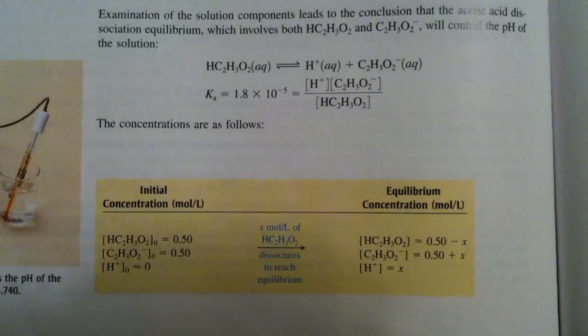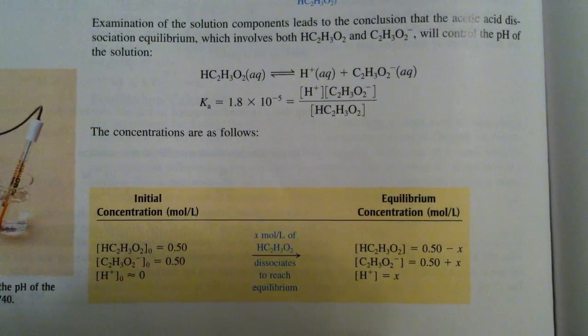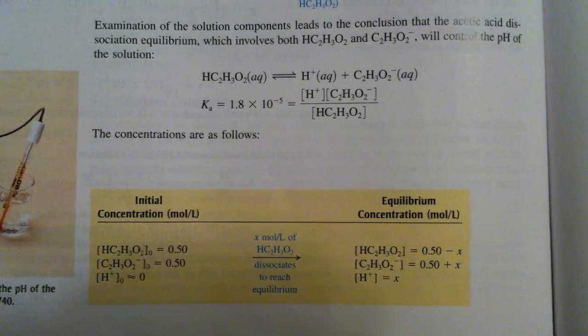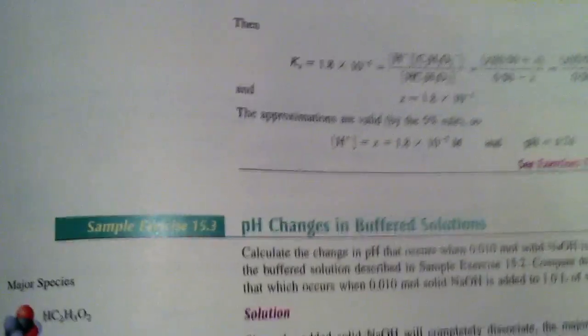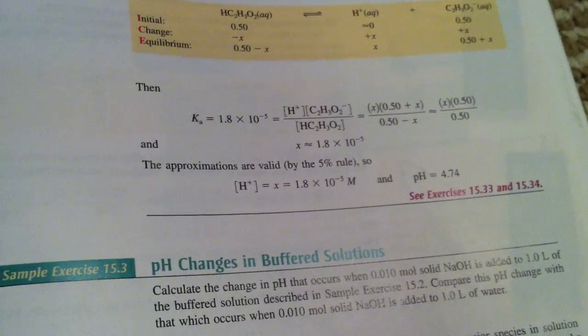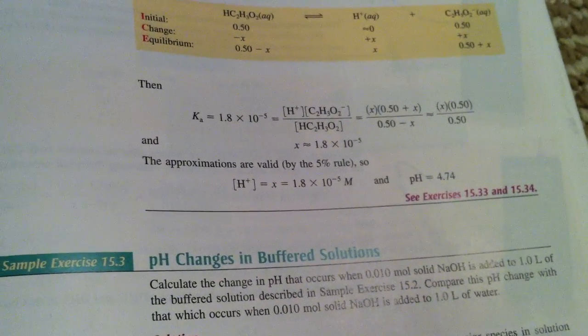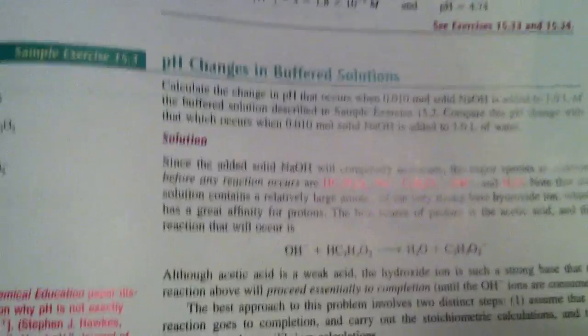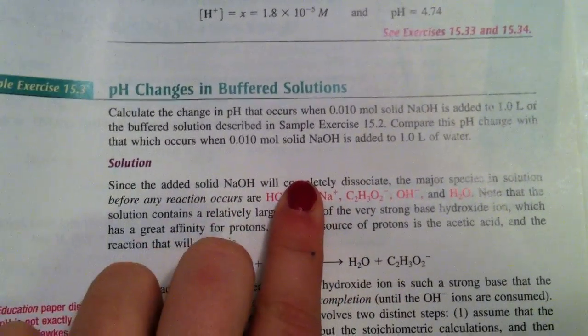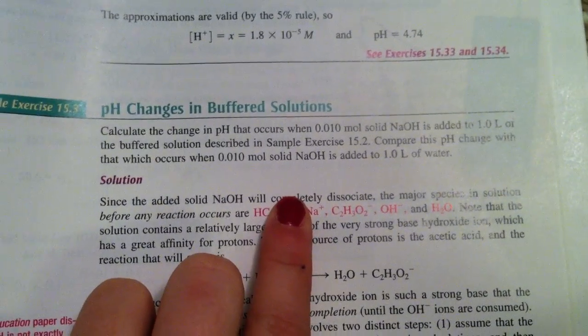and its conjugate base. Initially there's 0.5, 0.5, and nothing, plus x, minus x. We neglect those x's, and you end up getting pH equals pKa, 4.74. We've been seeing a lot of that number because that's the pKa of acetic acid, and it's also the pKb of NH3. Now, we want to calculate the change when OH is added.